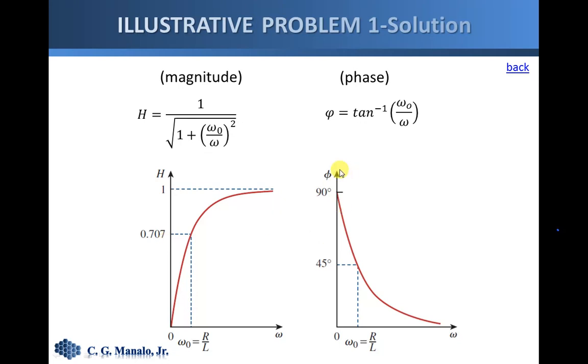Now, for the phase angle, it varies from a maximum value of 90 degrees, and it decreases as omega increases. And likewise, at omega equals omega naught, we have the value of the phase angle equals 45 degrees.